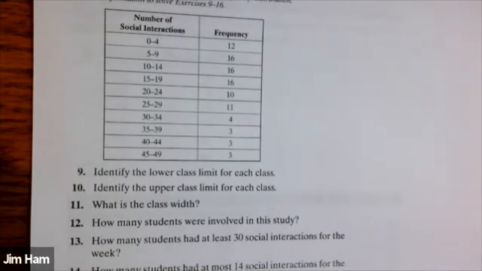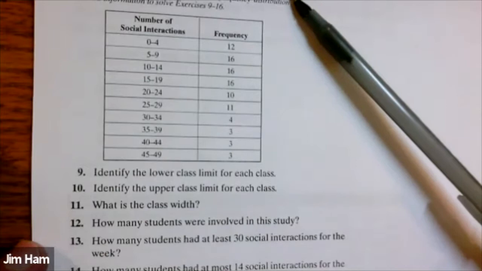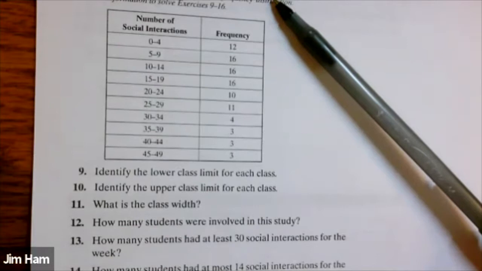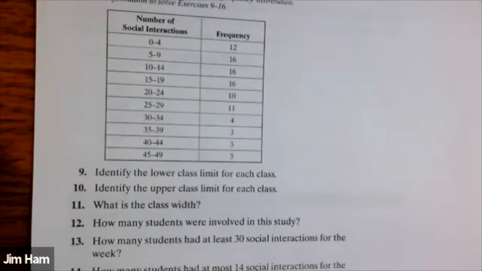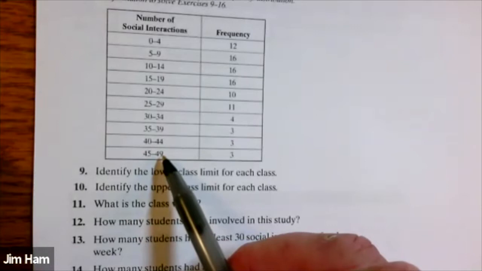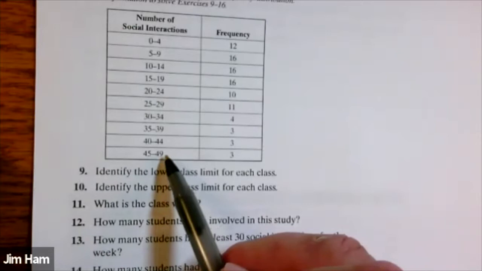A college professor had students keep a diary of their social interactions for a week, excluding family and work situations. The number of social interactions of 10 minutes or longer over the week is shown in the following group frequency distribution. Some said 0 to 4 social interactions in a week, 12 students said that. Some students said that they had 45 to 49 of these social interactions, 10 minutes or more talking with anyone. Three students had that. So here is the frequency distribution.